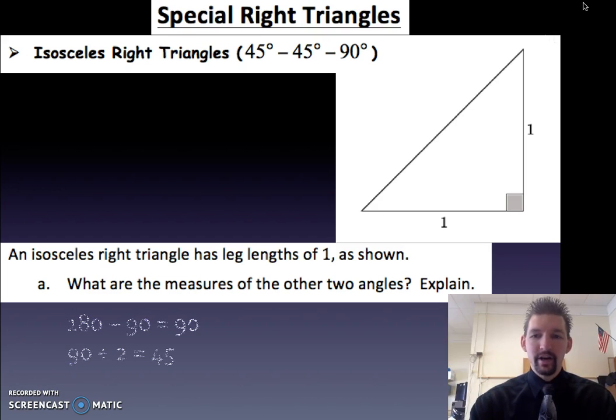Well, if we take 180 degrees for a triangle, we subtract 90, that is going to give us 90 degrees, and then we're going to split that between the other two angles, so each of them will be 45.